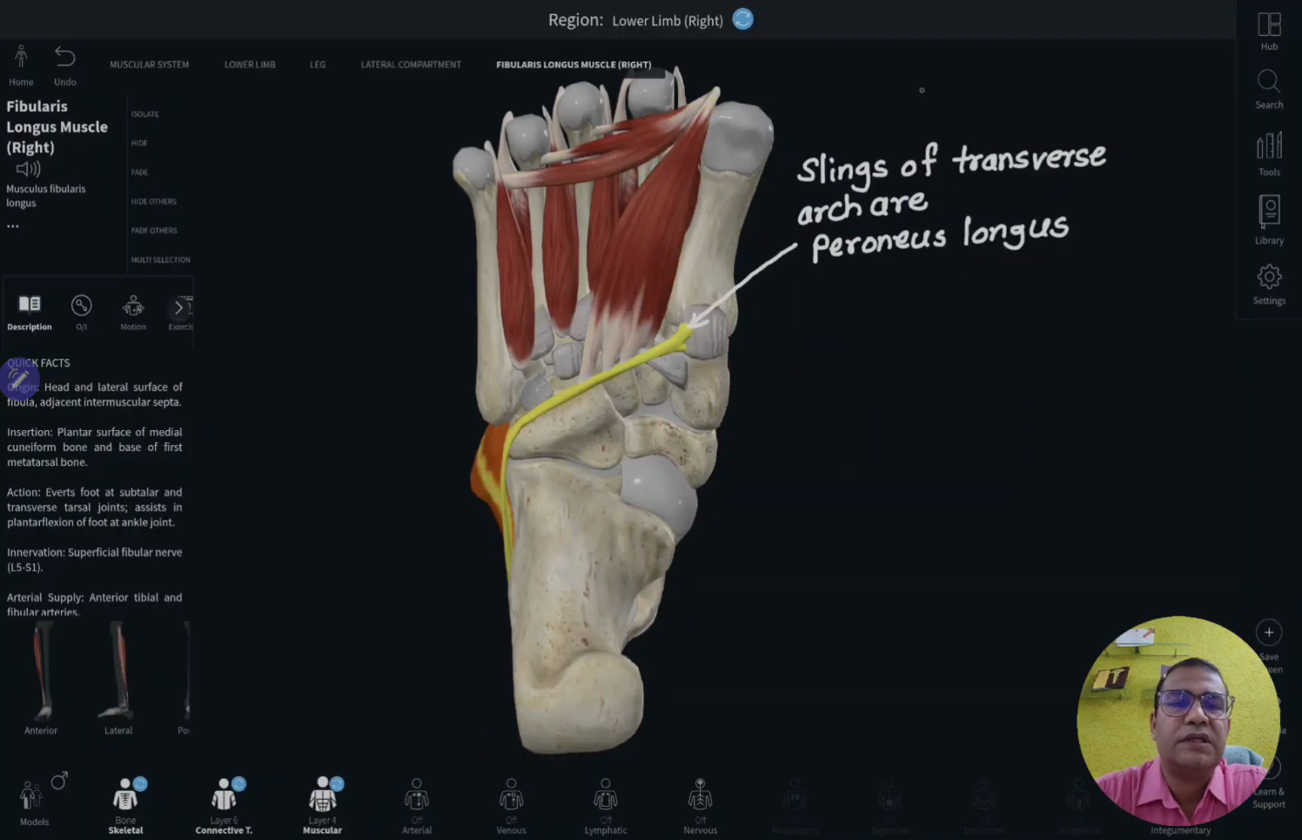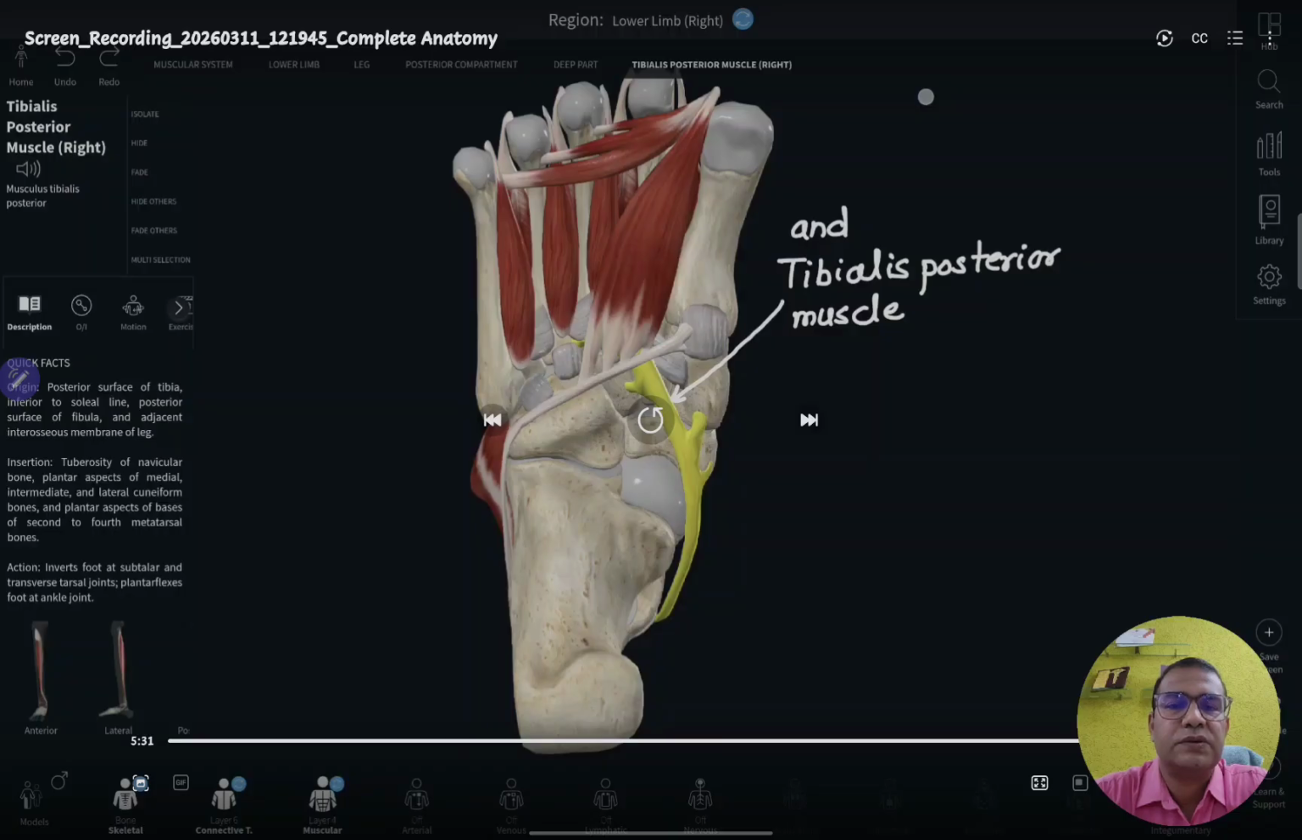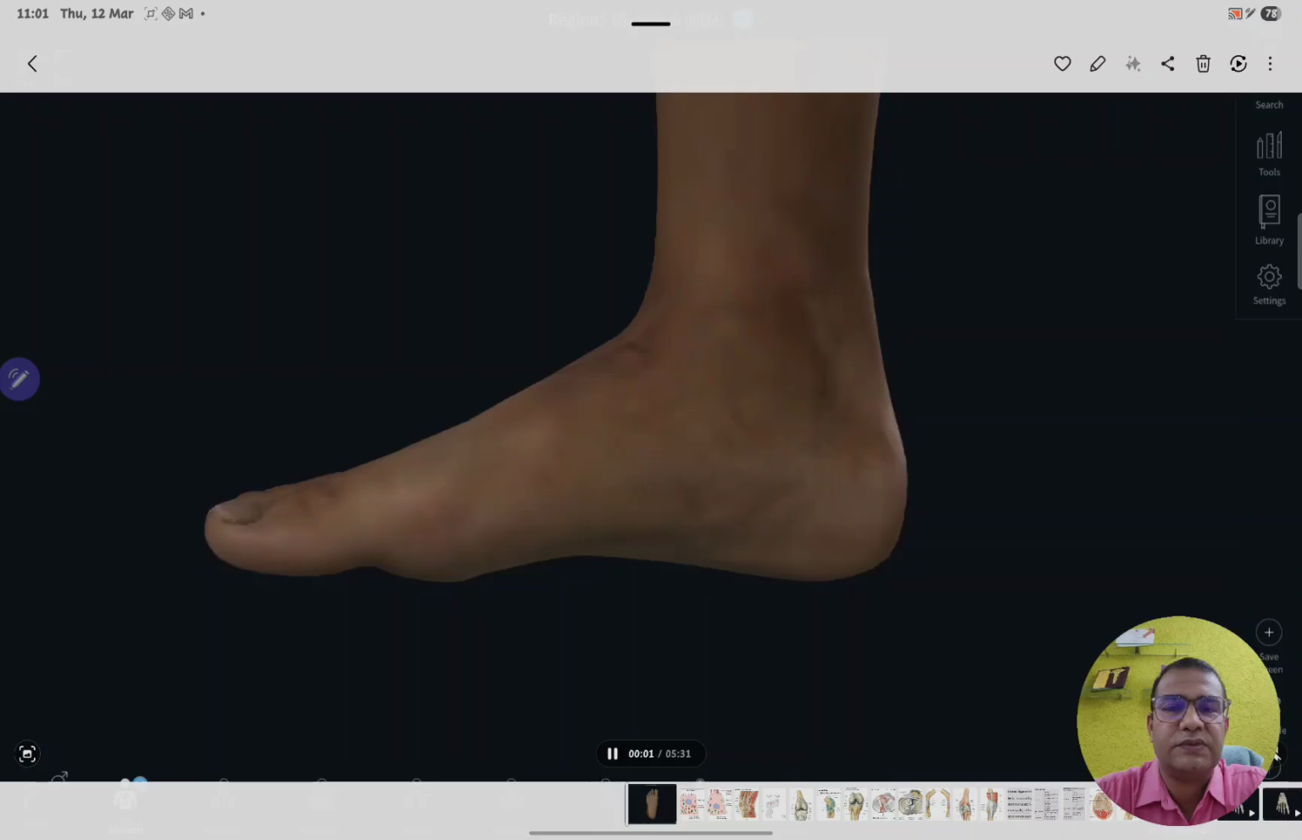The sling for the transverse arch is Peroneus longus muscle, which is extending from the lateral compartment. It grooves the plantar surface, travels along the plantar surface and reaches up to the base of first metatarsal on its lateral side. And the tibialis posterior muscle is also forming a sling to maintain the transverse arch. So that is all for the medial and longitudinal arches as well as the transverse arches.